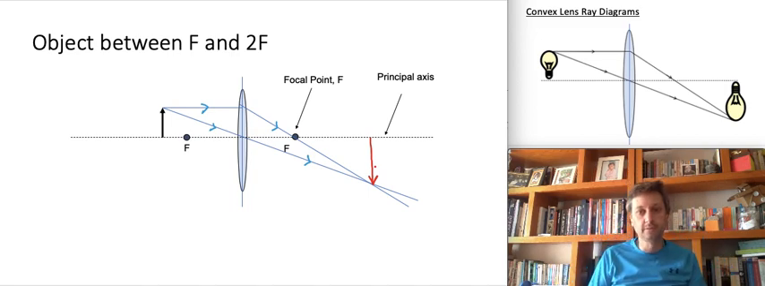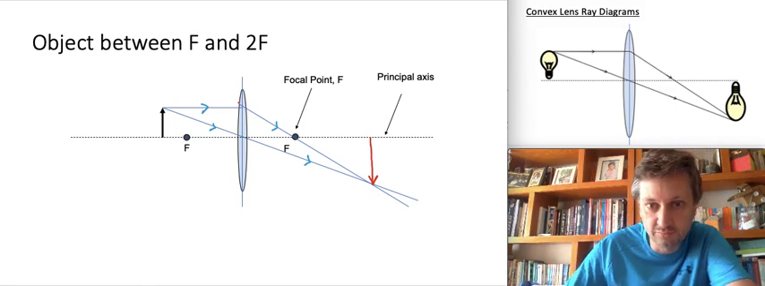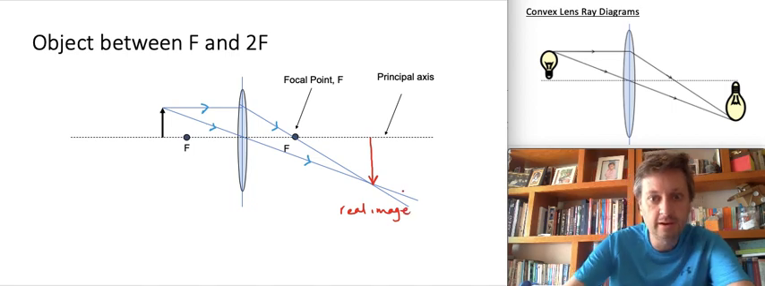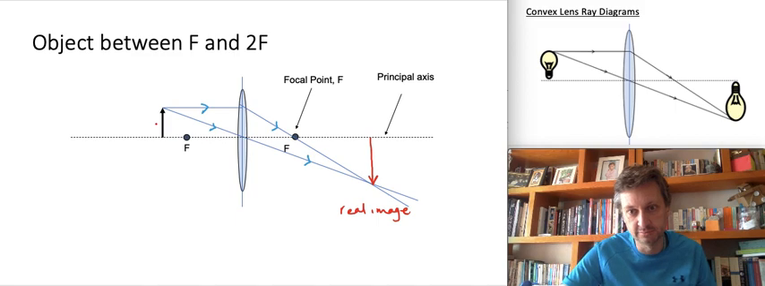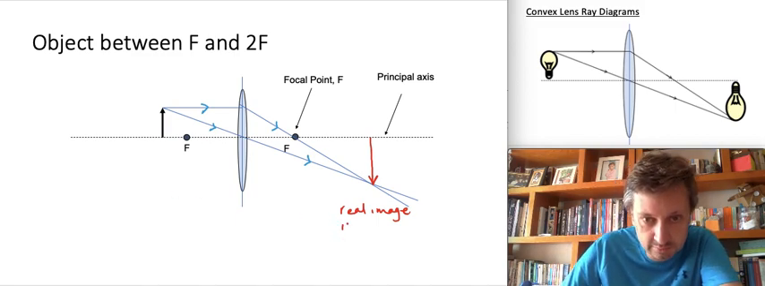Okay, so what can I say about this image compared to the object? Well, first of all, the rays of light are joining together, they're converging, so I have a real image, an image that I can put onto a screen. I can also see that this arrow compared to this arrow is upside down. So my image is inverted, upside down.